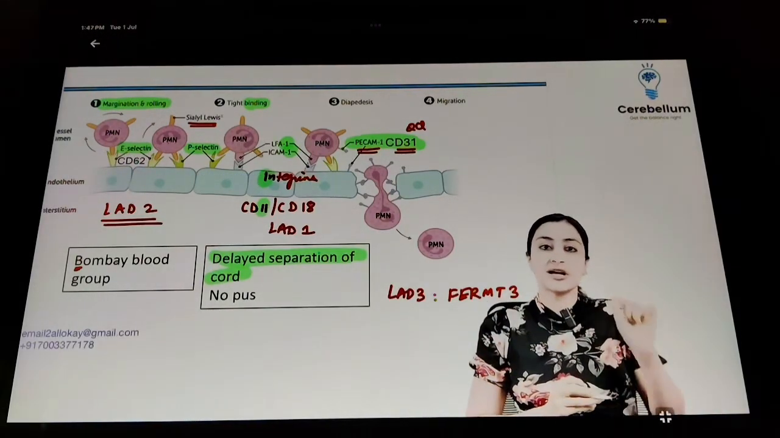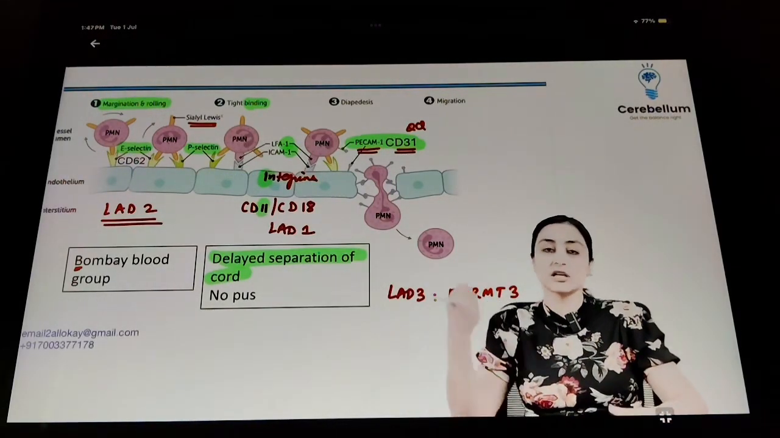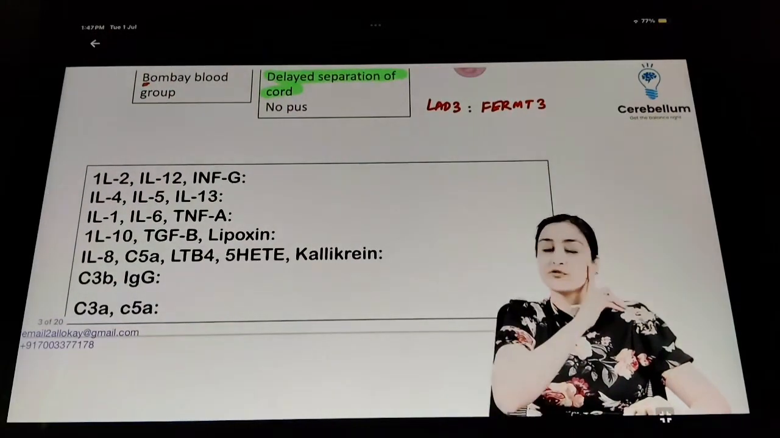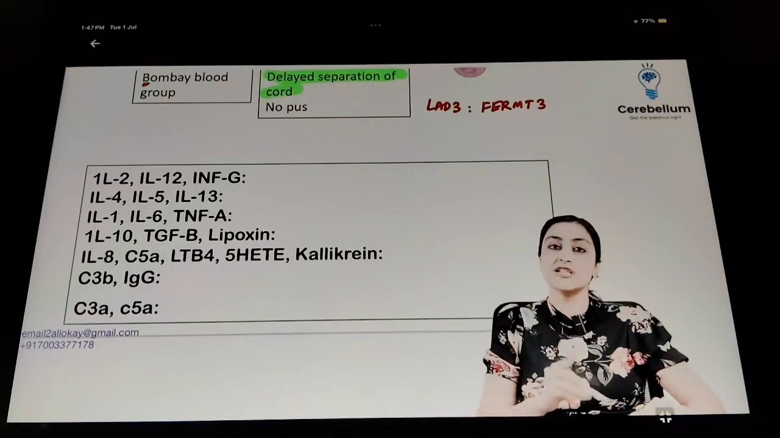Where do they have to migrate? So they are guided by what are called chemokines. So chemokines are going to take them where they are needed. So this is what is happening with WBCs in any inflammatory event. So now let's have a look at all of the cytokines in one place. It's very important. You have to revise this table again and again.